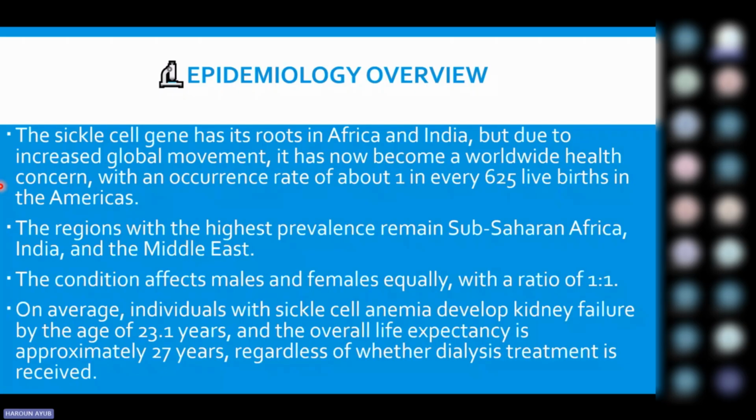The regions with higher prevalence remain Sub-Saharan Africa, India and the Middle East. In the Middle East and India, you'll find the SC disease predominant, while in our region, you'll find the SS or the AS. This affects both males and females equally. On average, individuals with sickle cell anemia develop kidney failure by around age 23, and overall life expectancy is usually around 27 years, regardless of whether dialysis treatment is received.